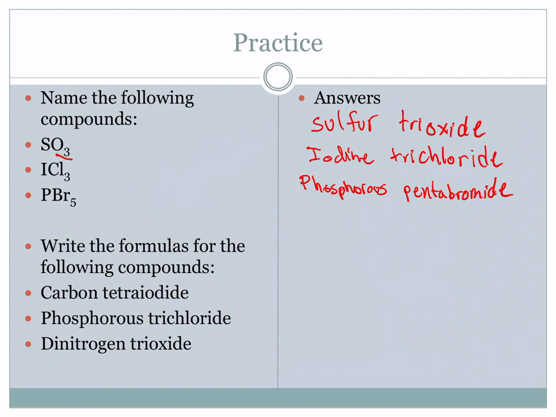Okay, so then going the other way, now we have the name and want to go to formulas. We have carbon, so that's just C, and we just have one of them. Tetra is 4, and we have iodide, so it's CI4. Phosphorus trichloride is going to be PCl3. Dinitrogen trioxide: di means 2, so that's N2, and tri means 3, so N2O3. So hopefully you got those.